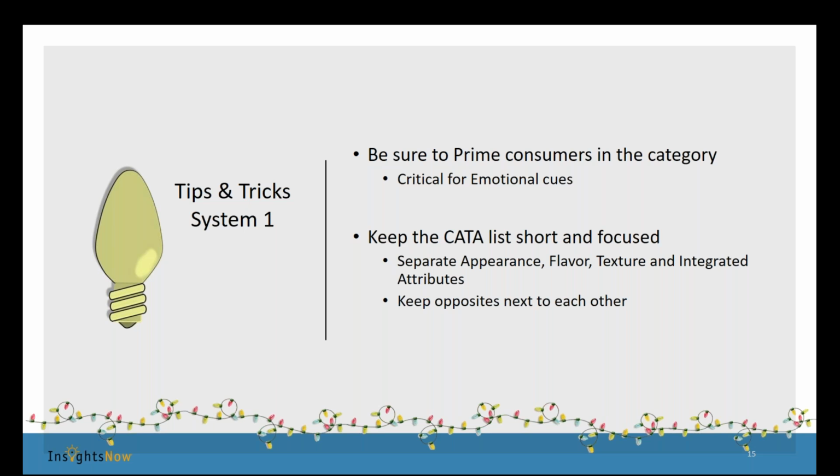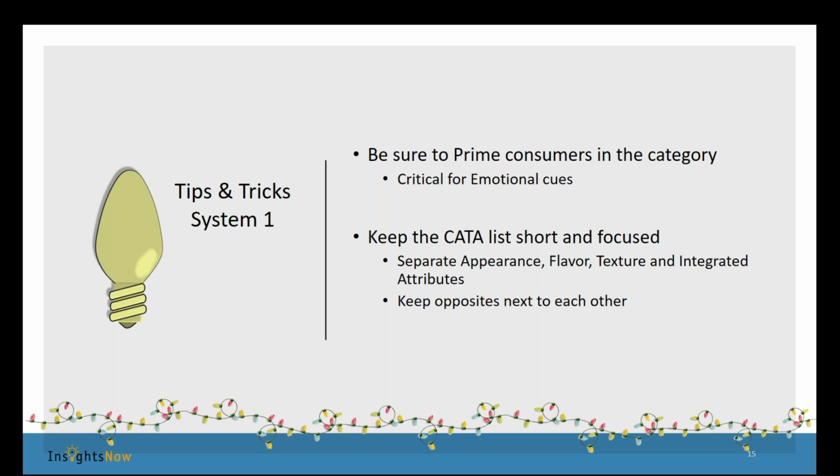At Insights Now, we also often prime consumers by asking them to tell us a story of the last time they engaged with that product category experience. Other ways are to do homework or other tasks even before they start the evaluation. Again, the goal is to get them to think and be more actively engaged in the context of the study. And this is especially important in emotional cues, but you'll see in my tips and tricks, priming is going to come up again across a lot of different things.